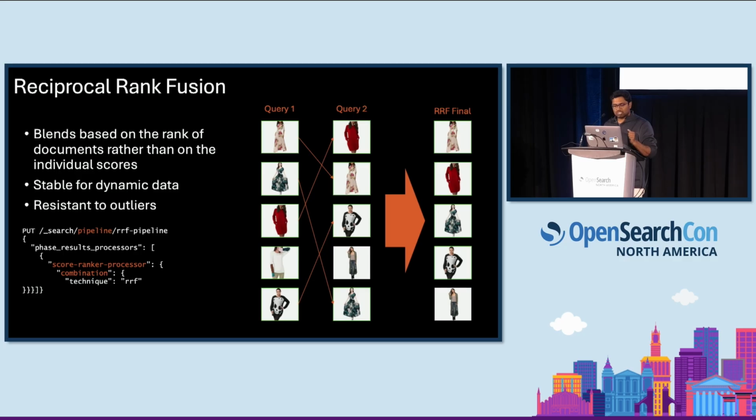So with hybrid search, at NDCG 10, the accuracy improved up to 8 to 12%. You can see here, the score ranker processor is one of the processors we introduced that lets you add the reciprocal rank fusion technique.